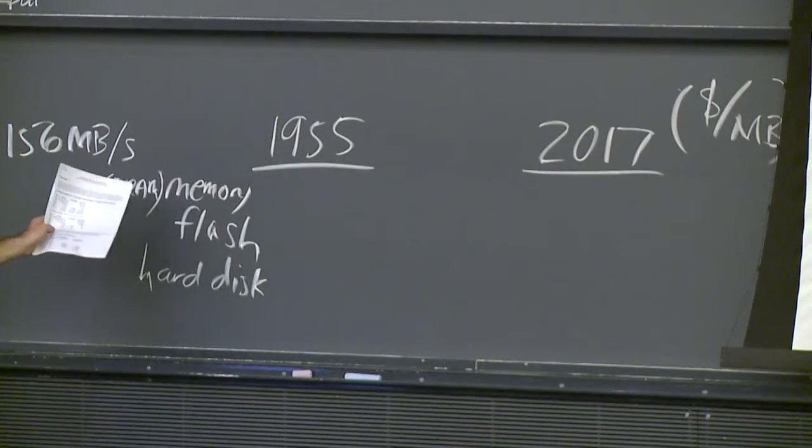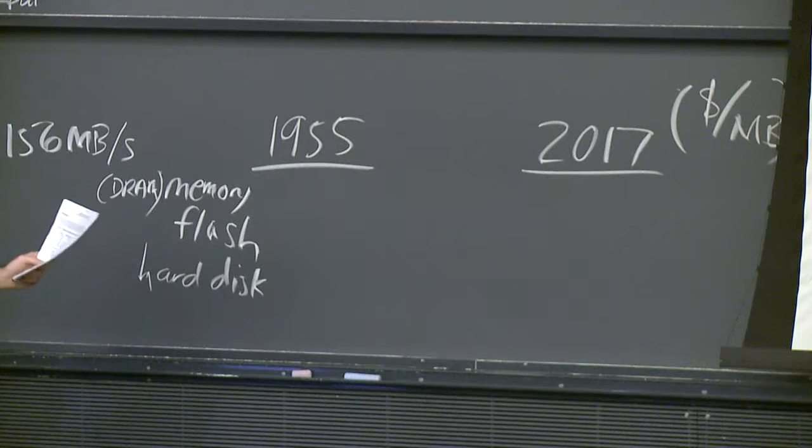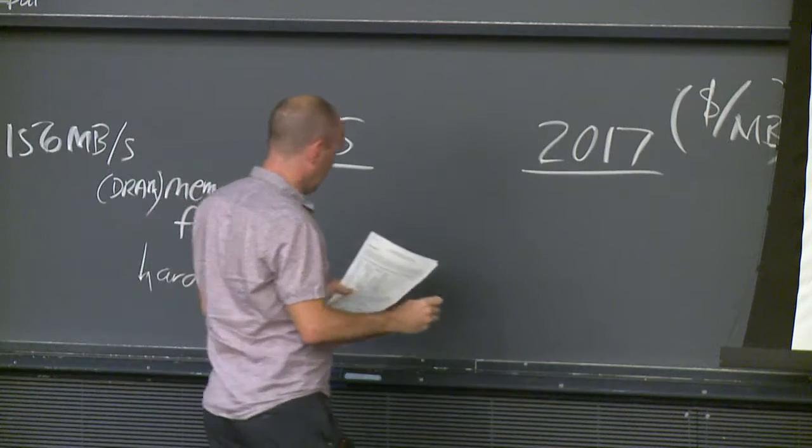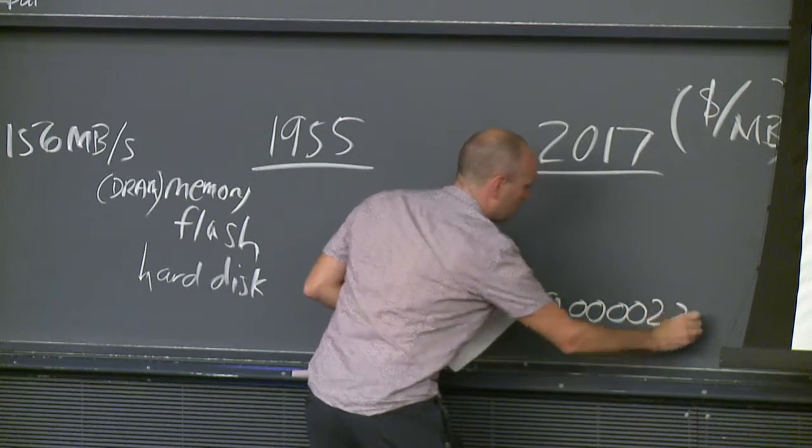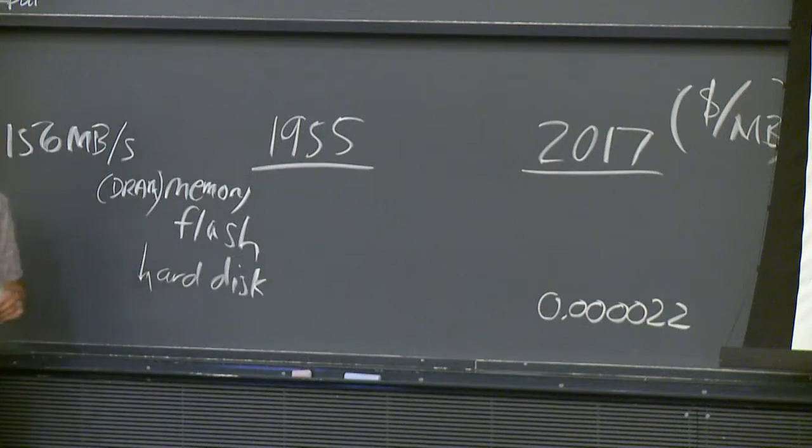In 2017, what does a megabyte of hard disk storage cost? I'm not going to ask you to guess, although it's fun, but it is good for you to have a number in your head. What do you think this number is going to be? How big or how small? Dollars per megabyte. The answer is 0.000022. So it's 22 millionths of a cent per megabyte of hard disk storage in 2010 dollars.